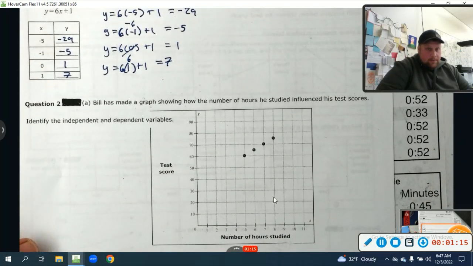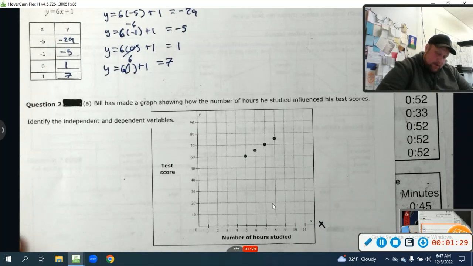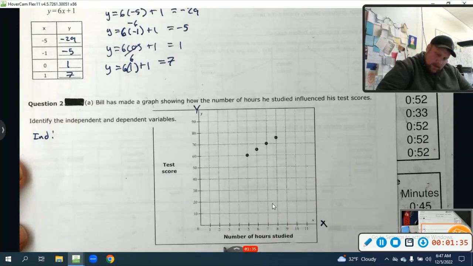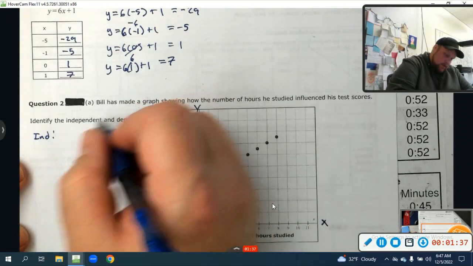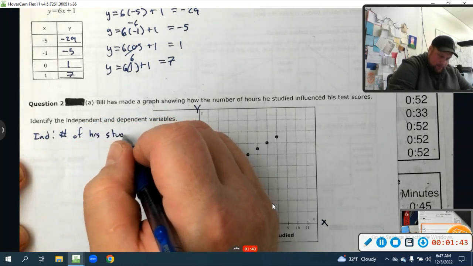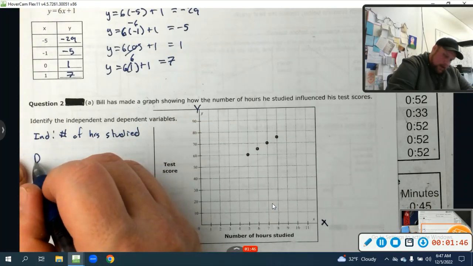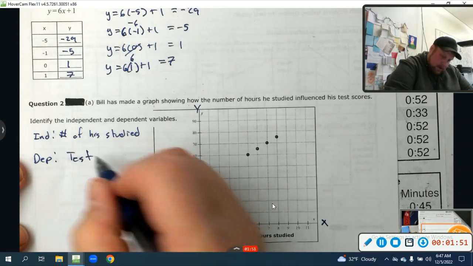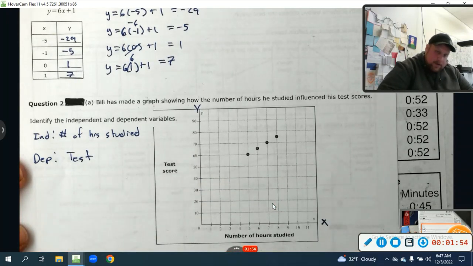Question 2. Bill has made a graph showing how the number of hours he studied influences test scores. Identify the independent and dependent variable. Remember, independent is always x. Whatever your x is, that's your independent. Y is your dependent. So my independent is number of hours studied. And my dependent variable is my test score. So we're saying number of hours studied affects your test score.